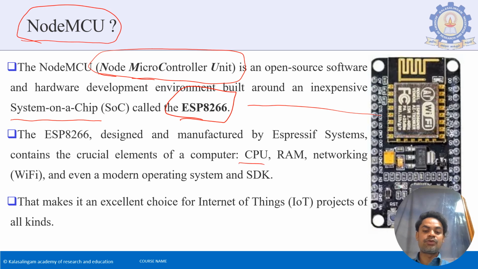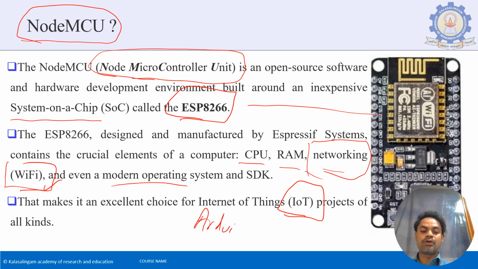It has its own CPU, its own RAM, its own networking, and its own operating system. These are all advantages. Your Arduino did not have this option of networking and its own OS. That was a major drawback. Now, if you want to build an IoT based application with just an Arduino, you cannot do it.